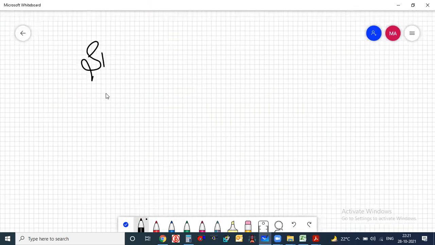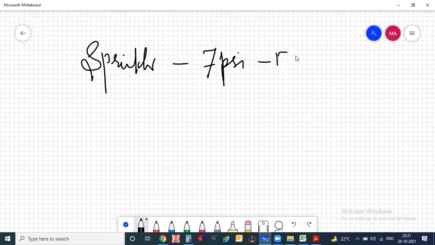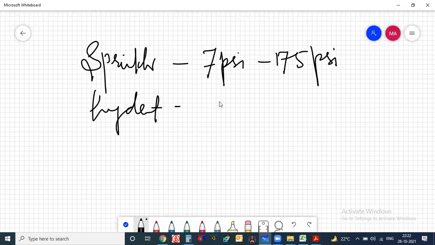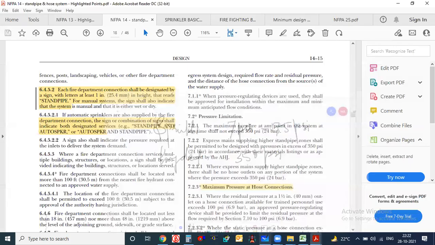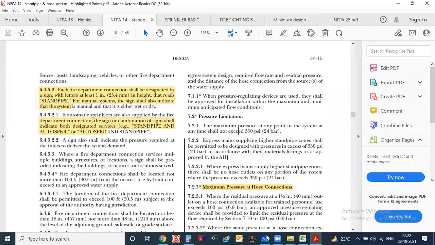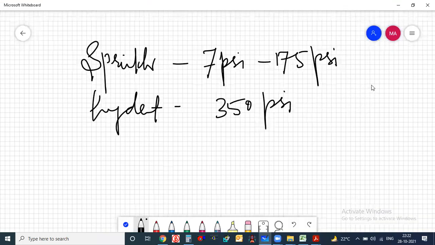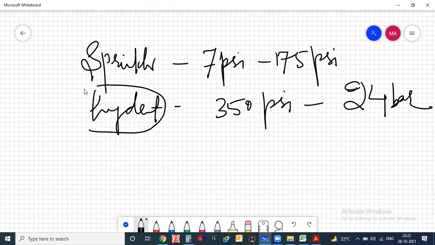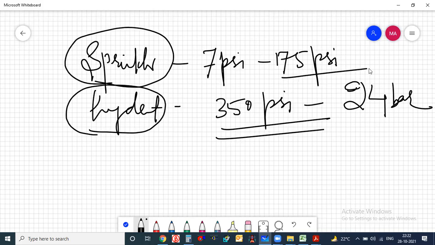Till now we have seen the sprinkler. In the sprinkler they have given a minimum pressure of 7 psi, 0.5 bar, up to a maximum of 175 psi. But in the hydrant system it says the maximum pressure is 350 psi. So this is 24 bar. When you are dependent on the hydrant system, this is the maximum pressure. When you are dependent on the sprinkler system, this is the maximum pressure.